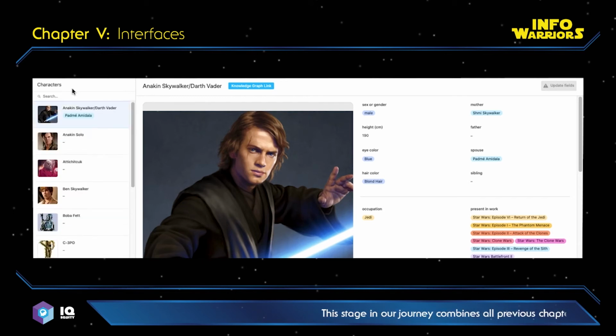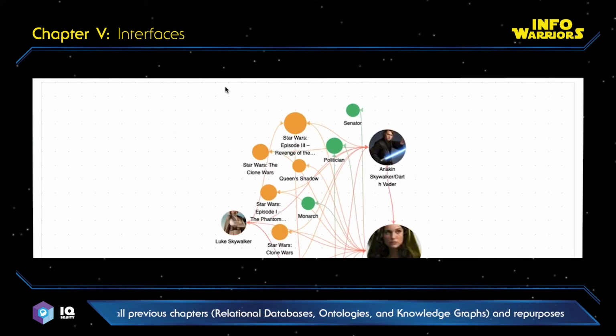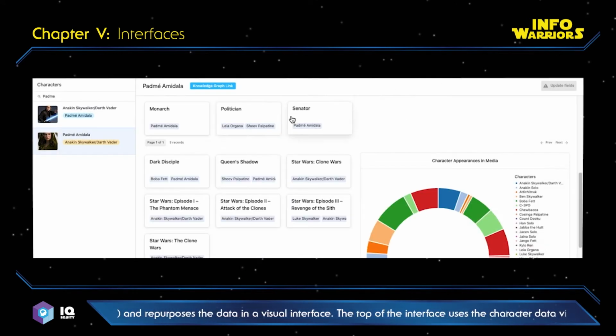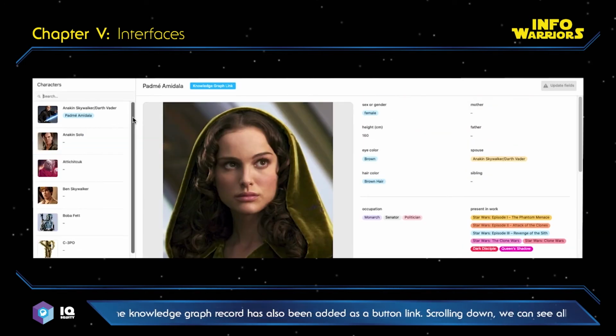This stage in our journey combines all previous chapters, relational databases, ontologies, and knowledge graphs, and repurposes the data in a visual interface. The top of the interface uses the character data visualized as a profile. The knowledge graph record has also been added as a button link.